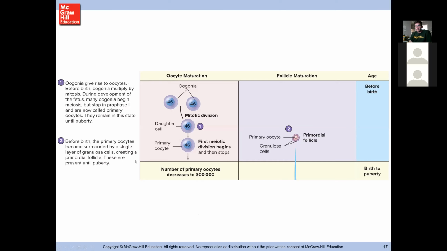And before birth, the primary oocytes become surrounded by a single layer of granulosa cells, creating that primordial follicle. These are present until puberty, right? So that's what we're seeing over here. And if you recall on the previous slide where we sectioned through the ovary, that's what we end up seeing around the perimeter of the actual ovary, right? Each of those primary oocytes is surrounded by these granulosa cells, and those together are what we call the primordial follicle. Each one of those is going to end up developing, hopefully, into a successful secondary oocyte.